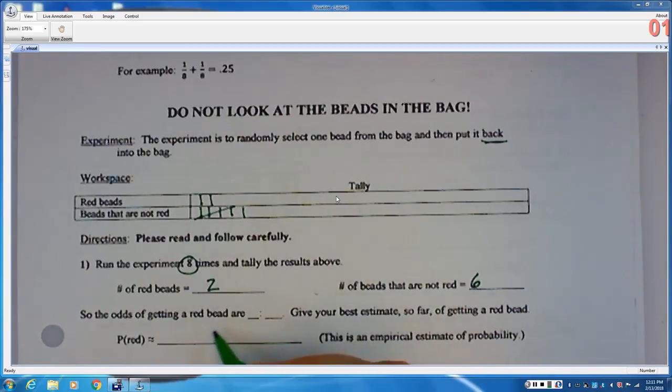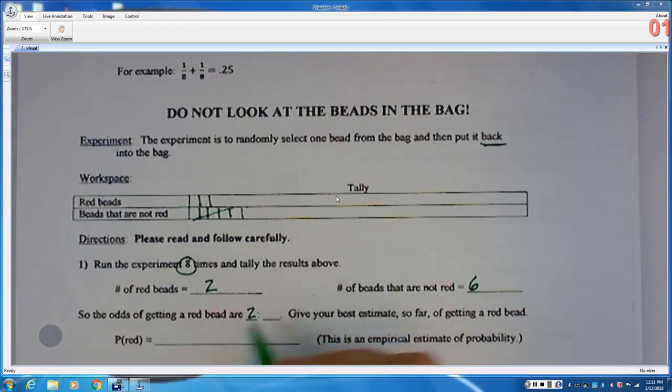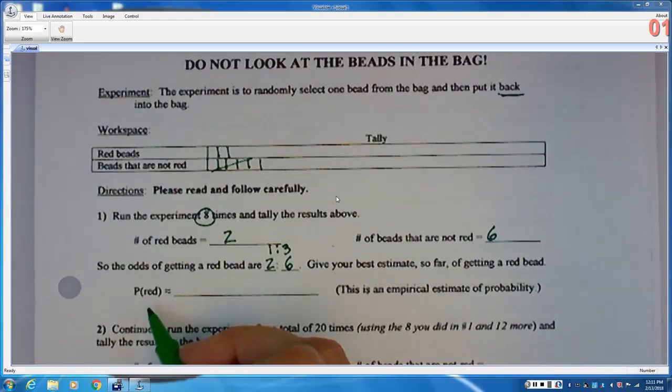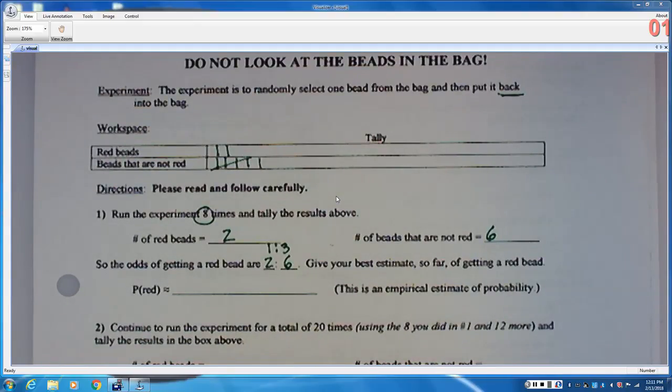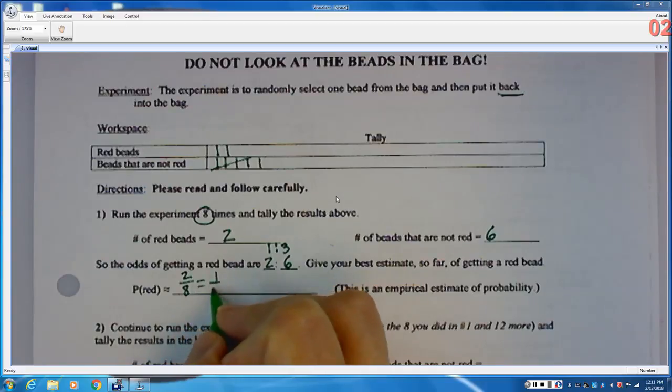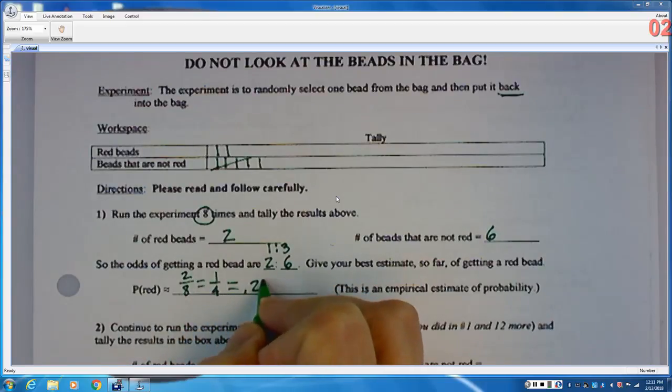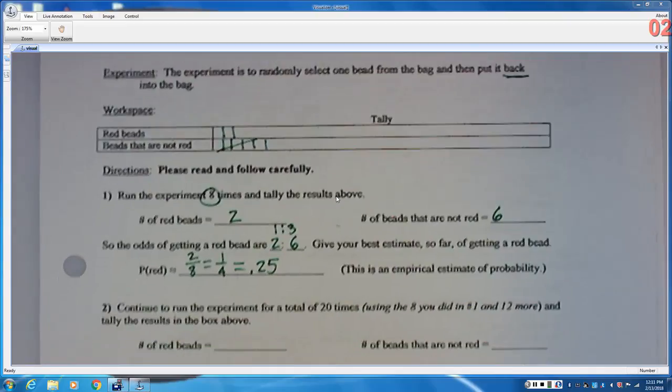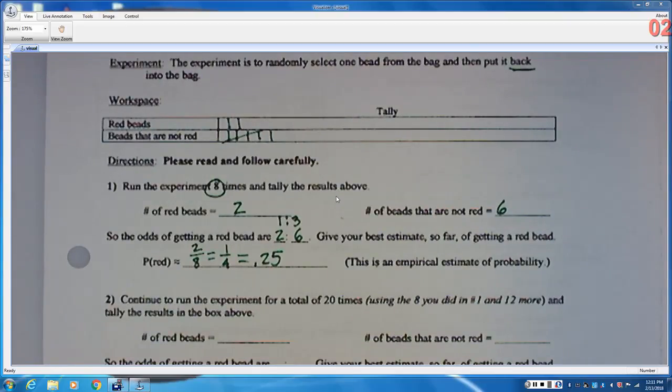Then my odds of getting a red bead would be 2 to 6, which I'd reduce to 1 to 3. Don't write this on your paper though, because this is not necessarily what your numbers would be. And the probability of picking a red bead based on this experiment is going to be 2 out of 8. 1/4 is 0.25, if those are the numbers I got.